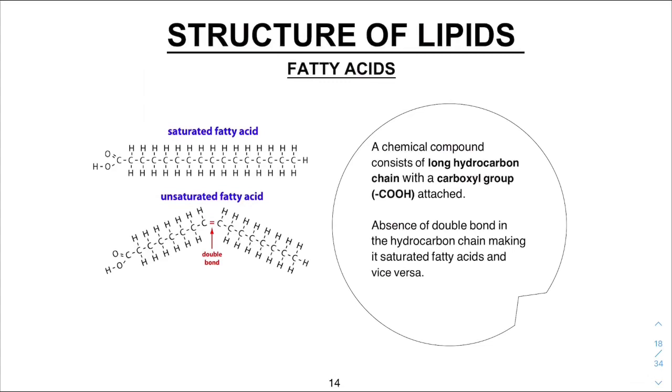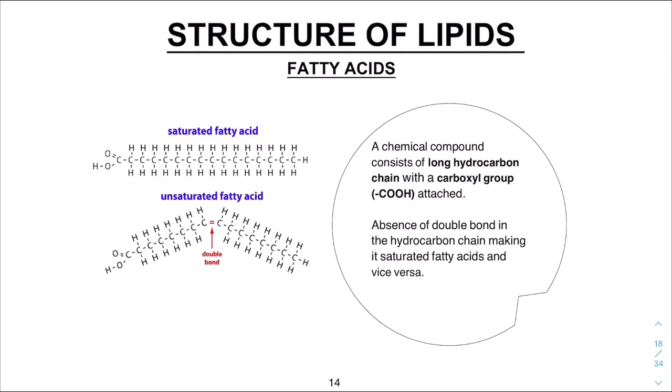Next kita akan tengok structure of lipids. First kita akan tengok about fatty acids. Fatty acid is a compound consisting of a long hydrocarbon chain with a carboxyl group, COOH, attached. Ini kita ada COOH. Ini adalah carboxyl group. Carboxyl group ini attached to a long hydrocarbon chain. Dia disebut hydrocarbon chain sebab it is made up of hydrogen and carbon atoms only.